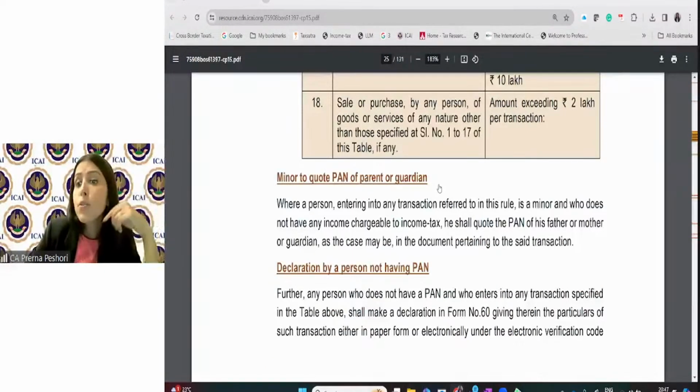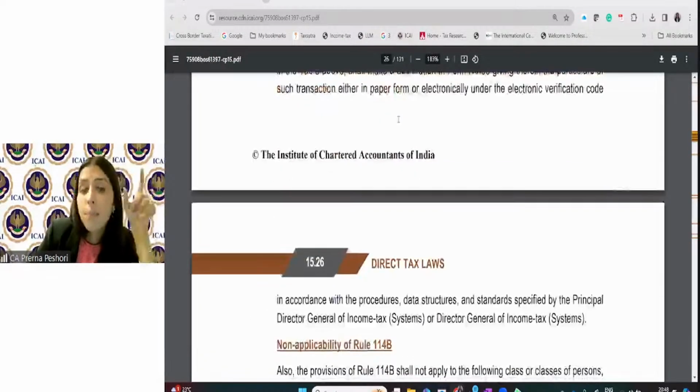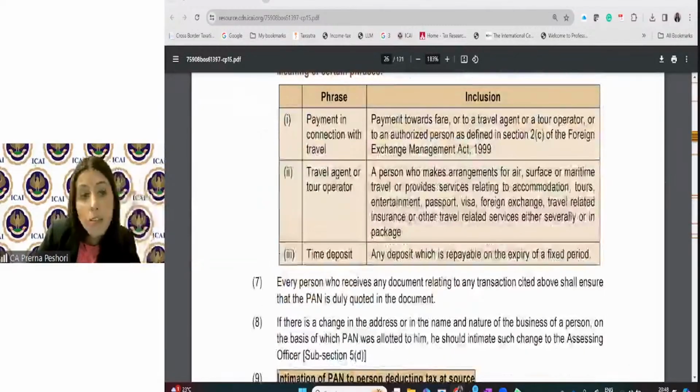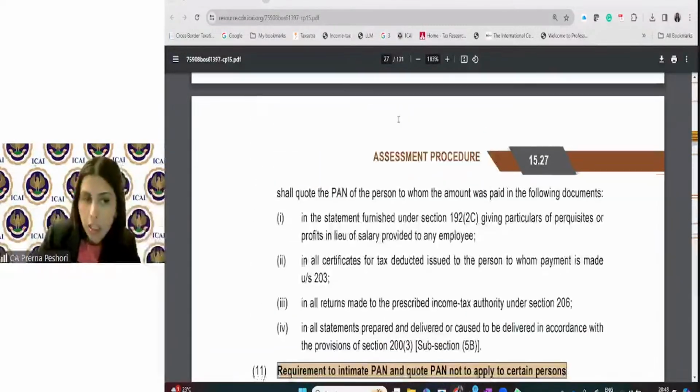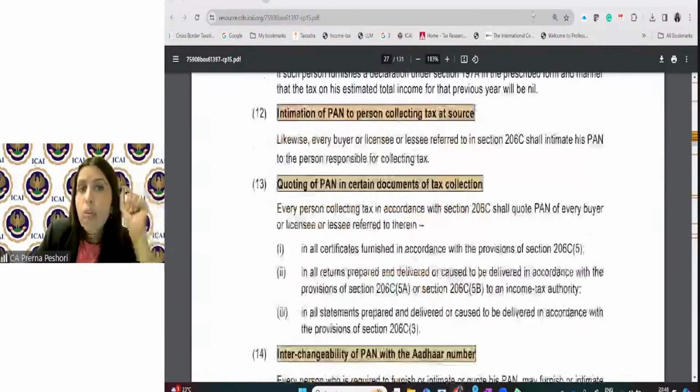But if there is sale or purchase of any goods to a non-resident exceeding rupees 2 lakh, not cash, exceeding rupees 2 lakh, then even in the case of a non-resident, the PAN is required to be quoted, meaning the non-resident is required to obtain the PAN. Clear? So this is for the requirement of obtaining PAN.